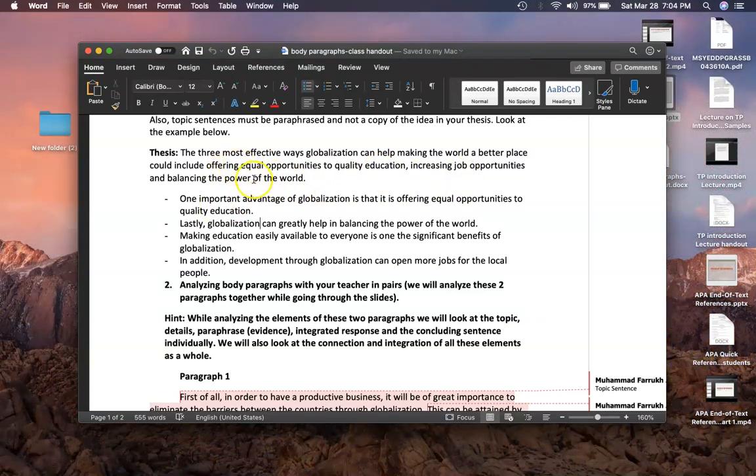You can see it is main idea 1, equal opportunities to quality education. But you can see it's copy paste. There is no paraphrasing at all. Only this part, effective ways. This student said important advantage. Anything else is not paraphrased. Everything else is copy paste from the main idea 1. So it's a very poor topic sentence.